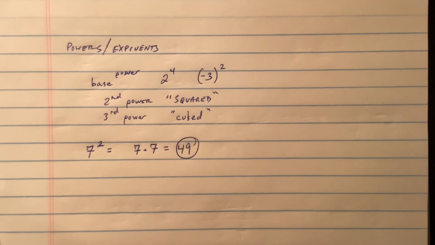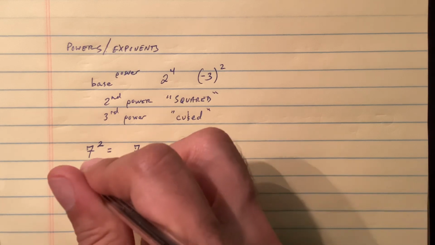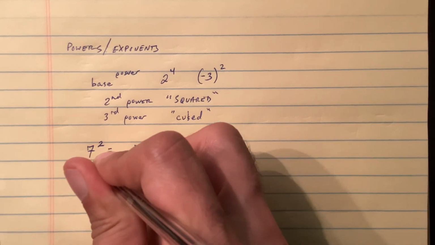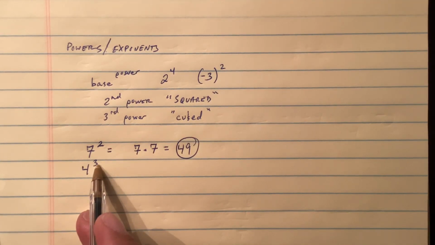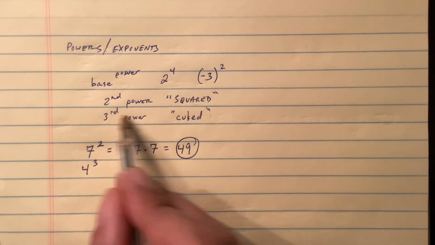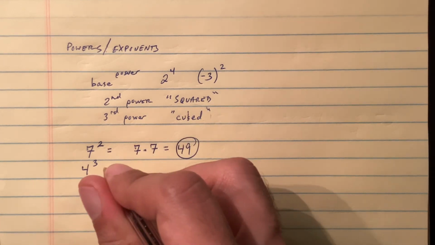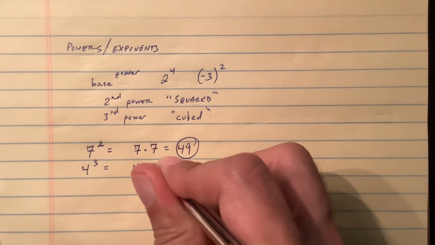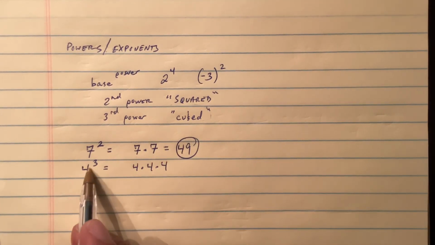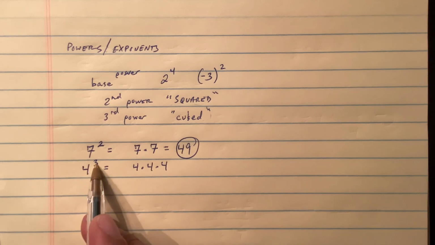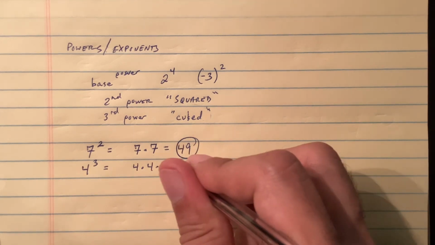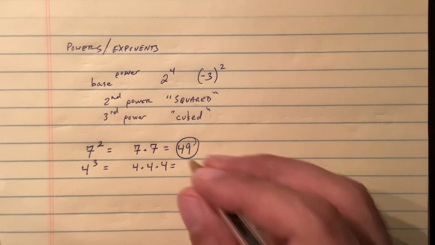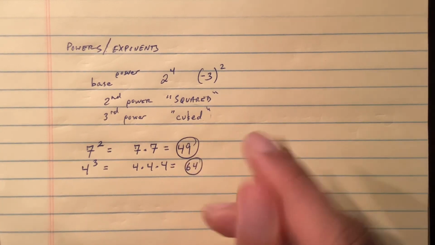Let's say we have 4 to the 3rd power. Remember, 3rd power, there's another name for that. 4 cubed is the same thing as 4 times 4 times 4. We're going to multiply the base as many times as there is an exponent. And we get 4 times 4 is 16, times 4 is 64.